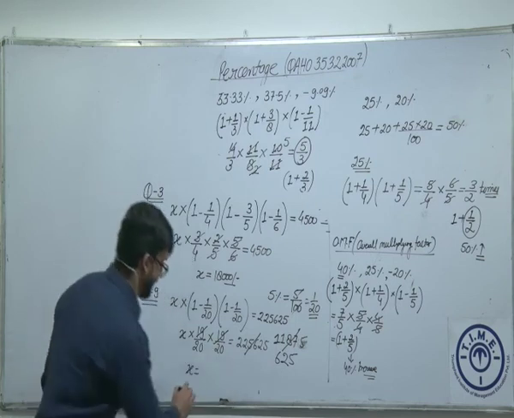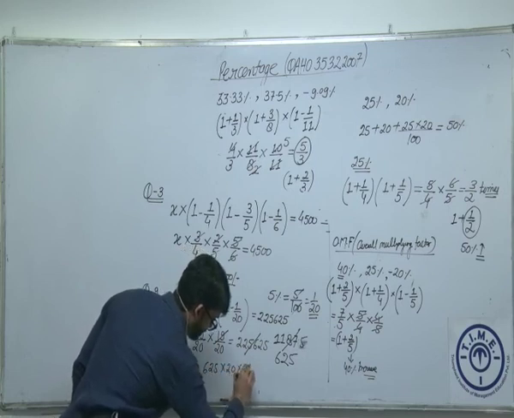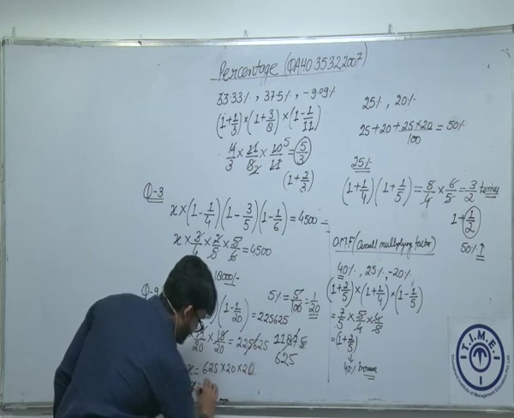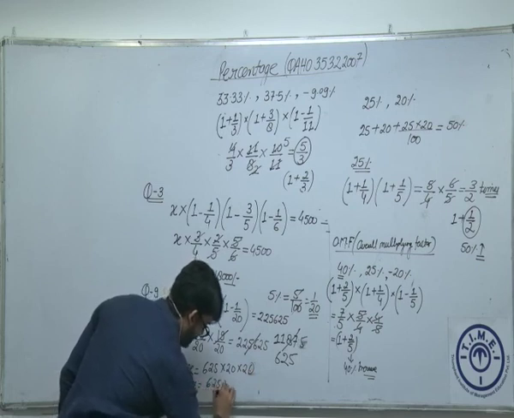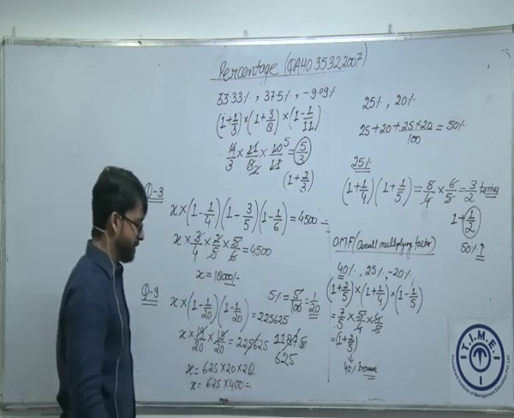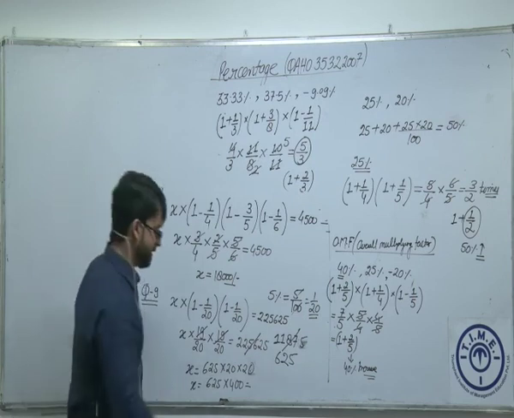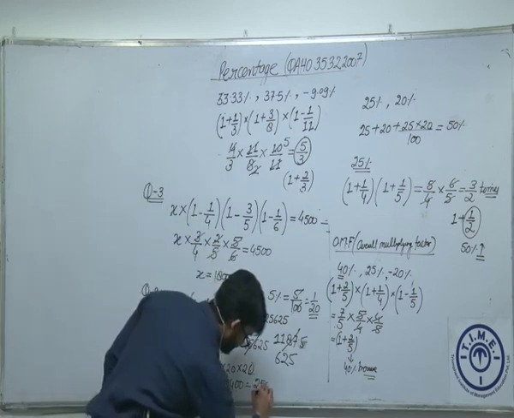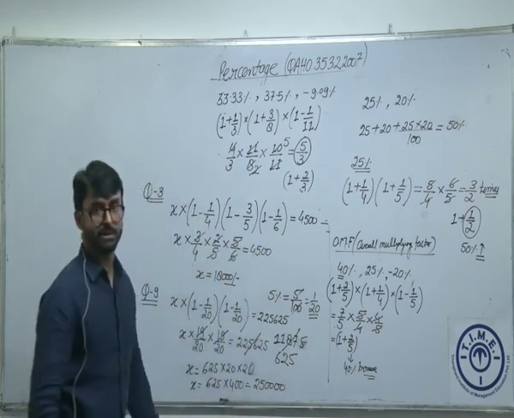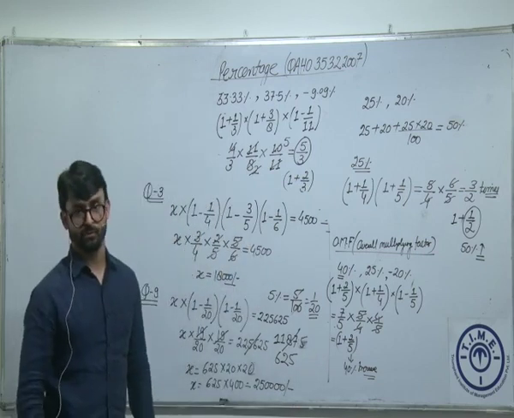625 into 20 into 20. X is 625 into 400. 625 का डबल 1250, उसका डबल 2500. Which is, after this, how many zeros? 2 more zeros. Right? So this was the value 2 years ago.